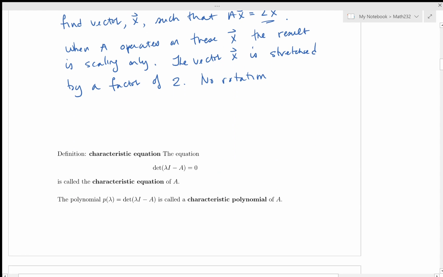Okay, so we're going to have some definitions again, as in most lectures, so we can talk about this stuff. We call this determinant, lambda I minus A equals 0, the characteristic equation. And when we take the polynomial that's generated here and call it P of lambda, we call that the characteristic polynomial of A. We're going to see how this works through a whole bunch of examples.